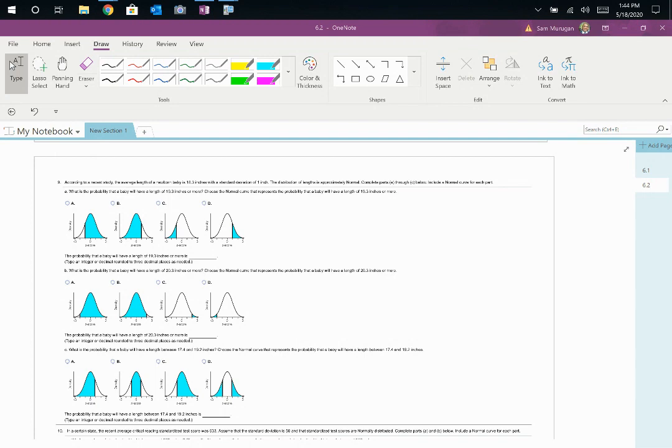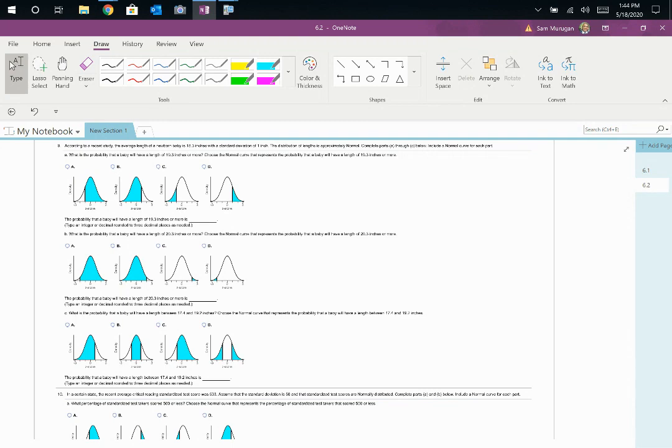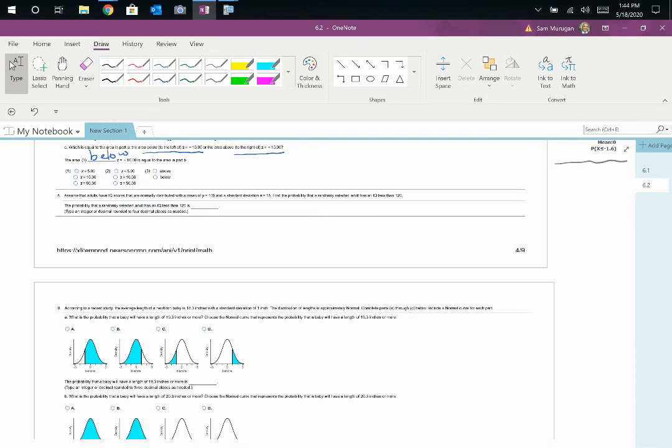Question 9. Oh, wait, I skipped over question 8. Assume that adults have IQ scores that are normally distributed with a mean of 105 and a standard deviation of 15. Find the probability of less than 120. We can do this real quickly with our calculator. Let me write those numbers down. The mean is 105, standard deviation is 15, less than 120.